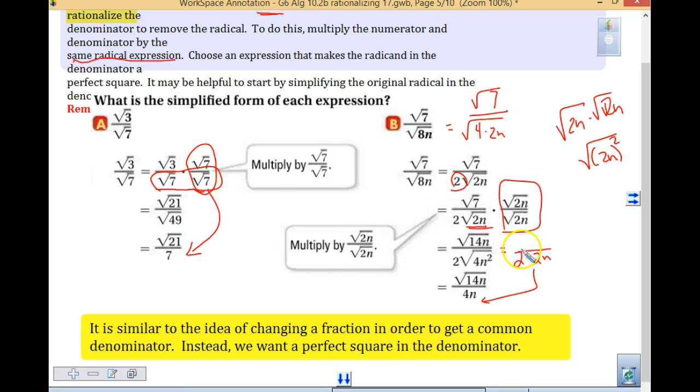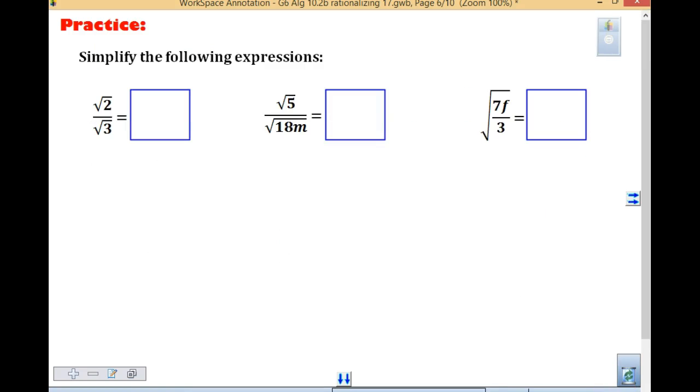But then the square root of 14n, we can't simplify that, so we just leave it as square root of 14n over the 4n. So it's a similar idea to changing fractions in order to get a common denominator. Instead, we want to multiply so that we have a perfect square in our denominator. That is the key to rationalizing, okay? And this just gets kind of ugly.